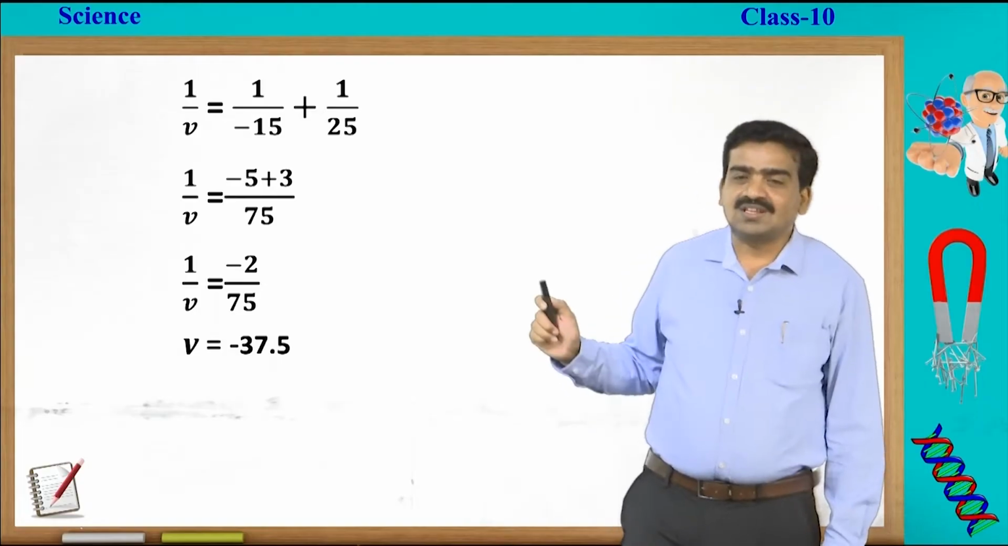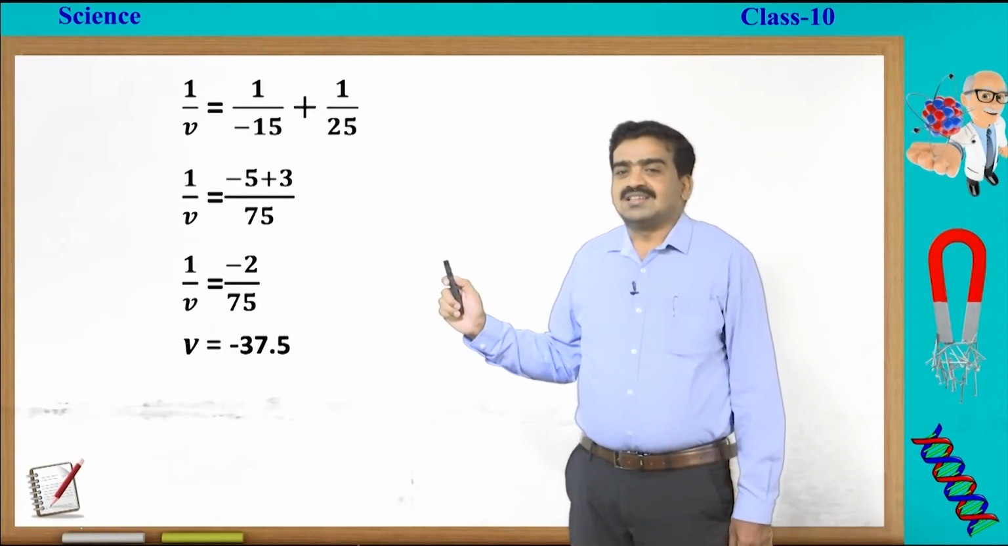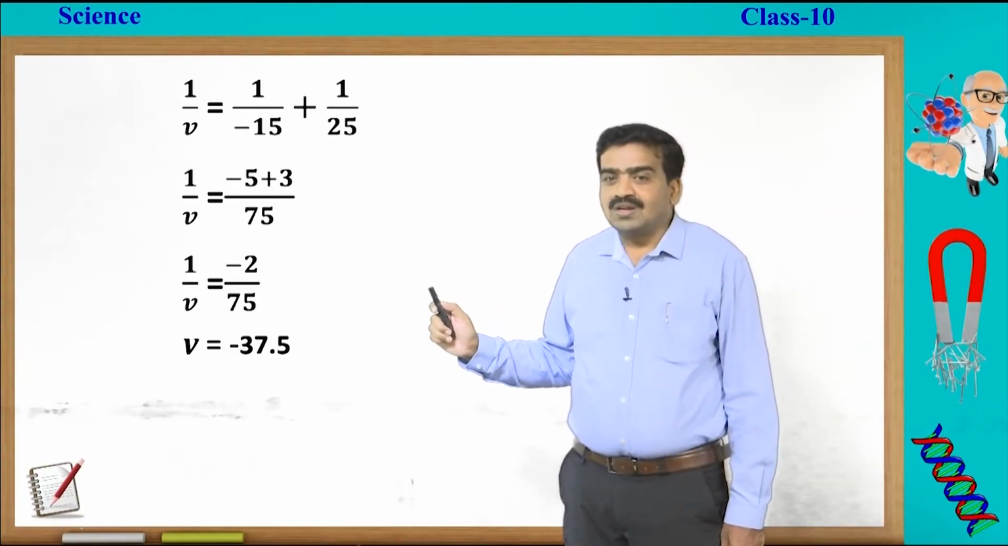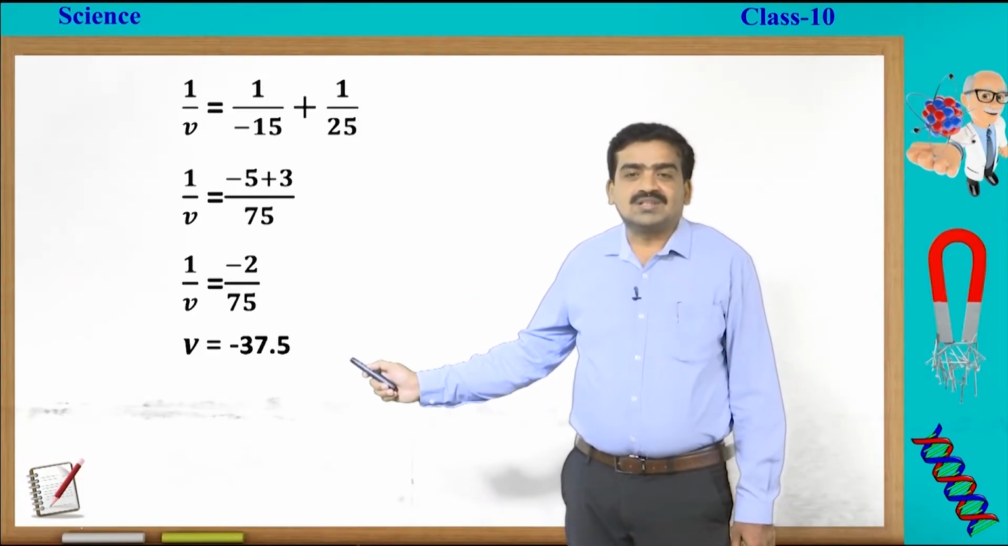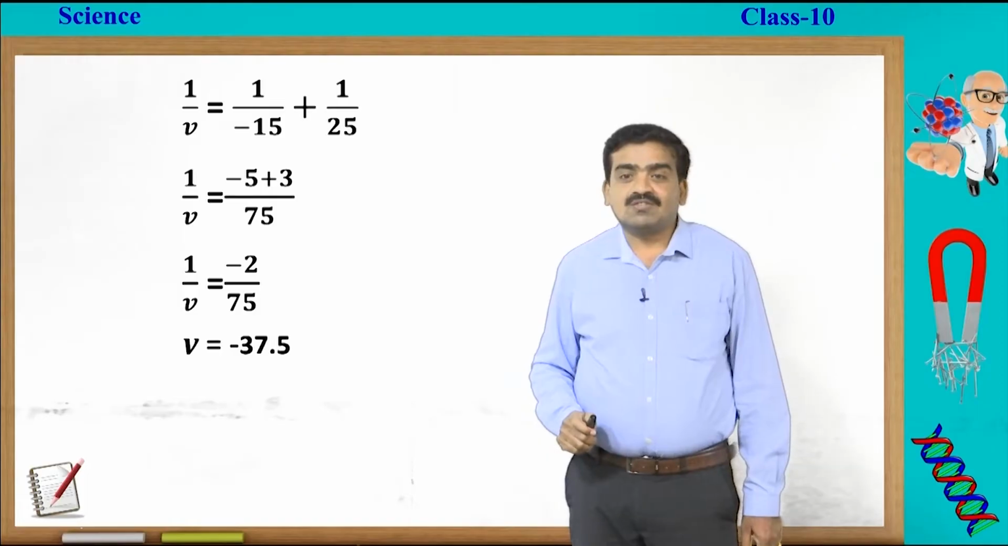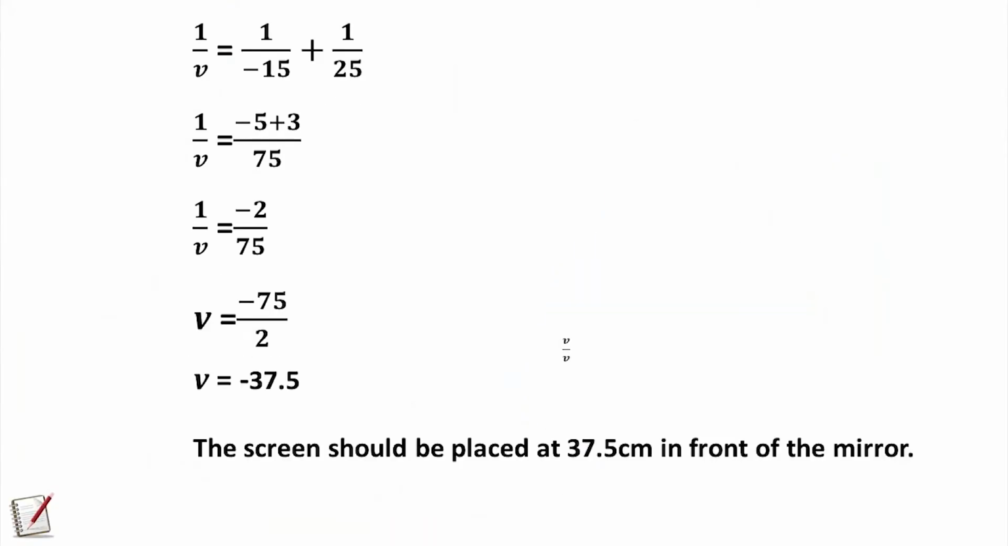If you take the reciprocal, you will get 75 by 2, and if you simplify 75 by 2, you will get v is equal to minus 37.5 centimeter. So, what do we have to do? The screen should be placed at 37.5 centimeter to obtain the sharp image.